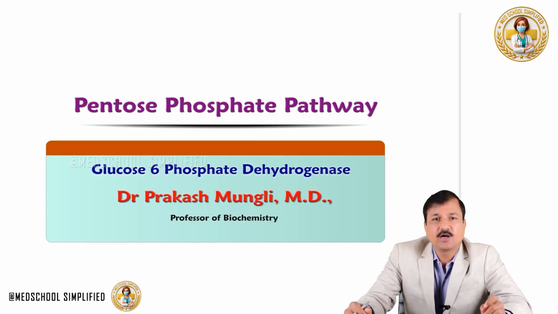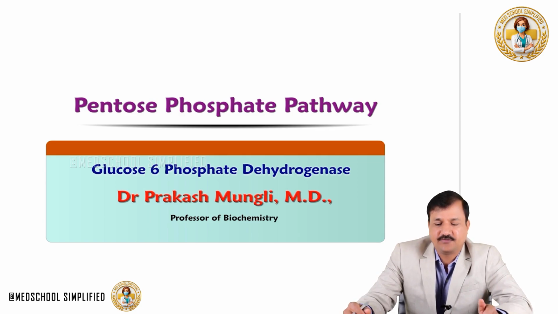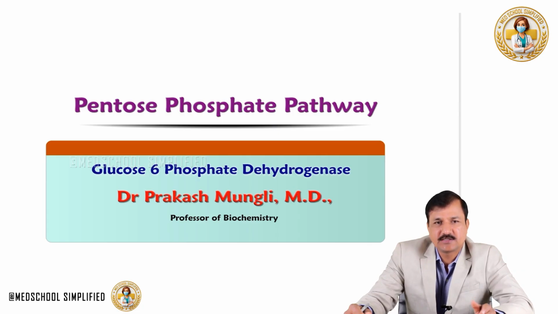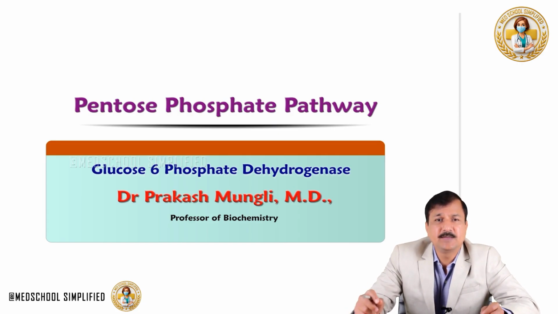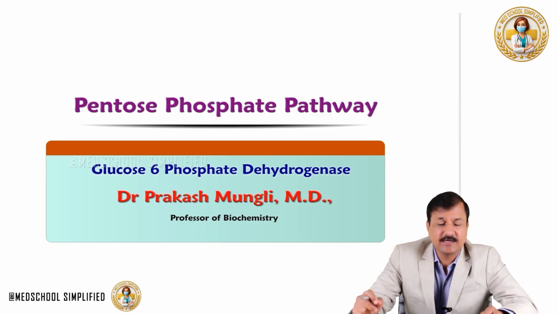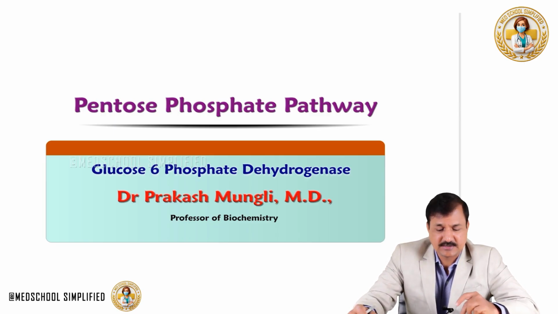So, in this video, I will be going over details on glucose-6-phosphate dehydrogenase enzyme deficiency. As you know, glucose-6-phosphate dehydrogenase enzyme is the most regulated enzyme in pentose phosphate pathway reaction that we have seen in the previous lecture. So, deficiency of glucose-6-phosphate dehydrogenase is the most common cause for hemolytic anemia leading to severe hemolysis. So, let's get into the details of this particular disease.